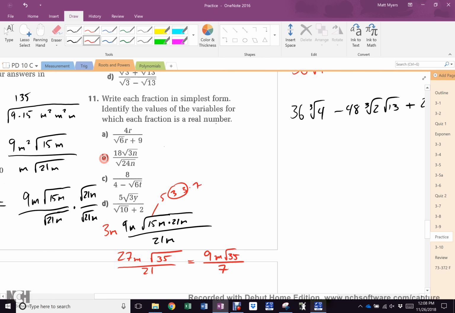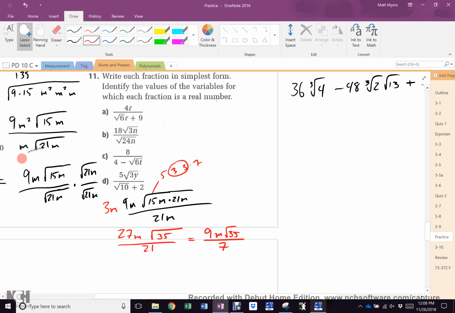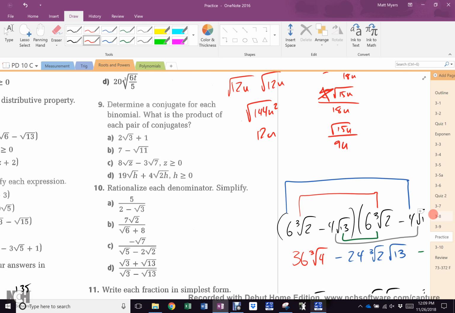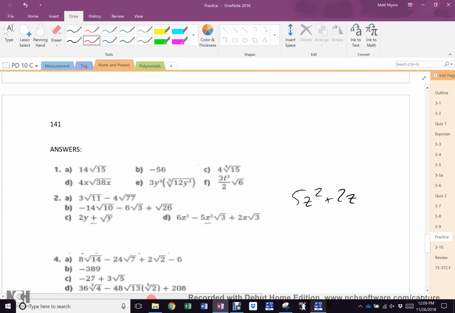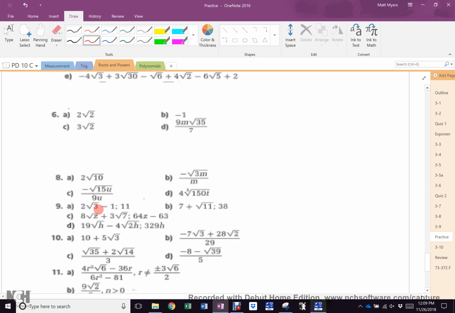It's a good idea to do 11C because it's a binomial. Yes, Kanika. Really quickly, for 9, I didn't understand the answer. For 9, don't you just change, if it's 2 root 3 plus 1 would just be 2 root 3 minus 1? But on the answer key, it says 11. Why is that? Which one are we talking about? 9A. Two root 3 minus 1.